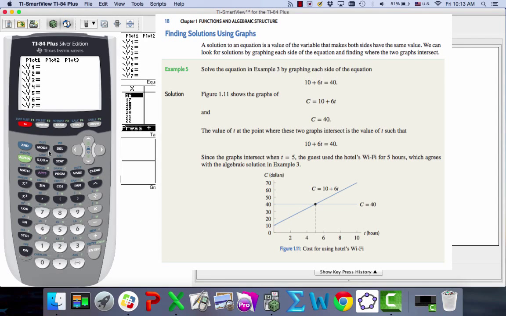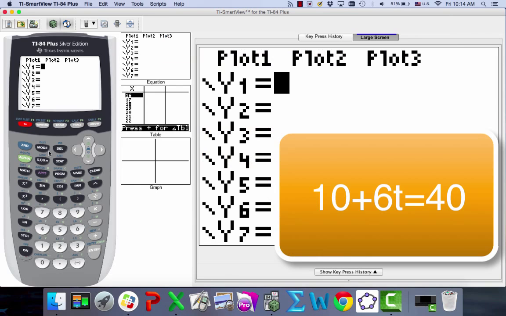Example 5 on page 18 of the textbook. We wanted to solve the equation from example 3 by graphing each side of the equation. So if you have your textbook, you can look at that. Basically, the equation is 10 plus 6t equals 40, and the textbook shows the graph. Well, how would we create that graph here?